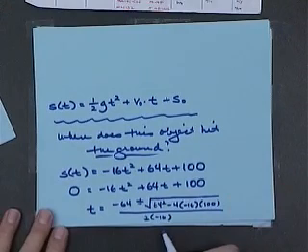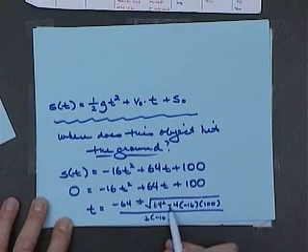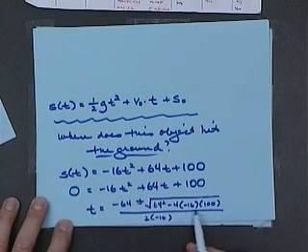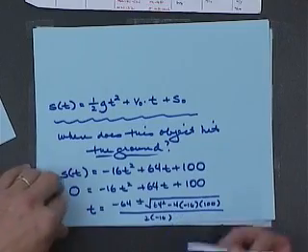How do we know we're going to get realistic answers? Because we've got minus this negative. We're going to be able to analyze this. Let's make a picture of this thing.